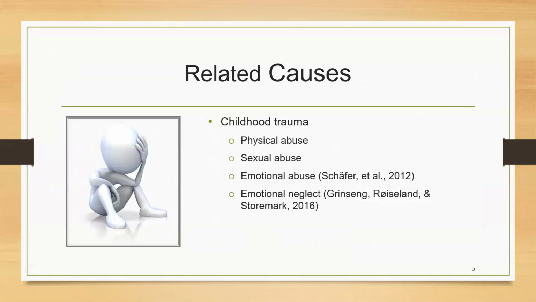In terms of their related causes, they are in the form of childhood trauma, which include physical abuse, sexual abuse, emotional abuse, and emotional neglect. While sexual abuse was predominantly found to be the primary means of predicting dissociative symptoms, emotional neglect in another study was found to correlate with higher rates of dissociative symptoms.